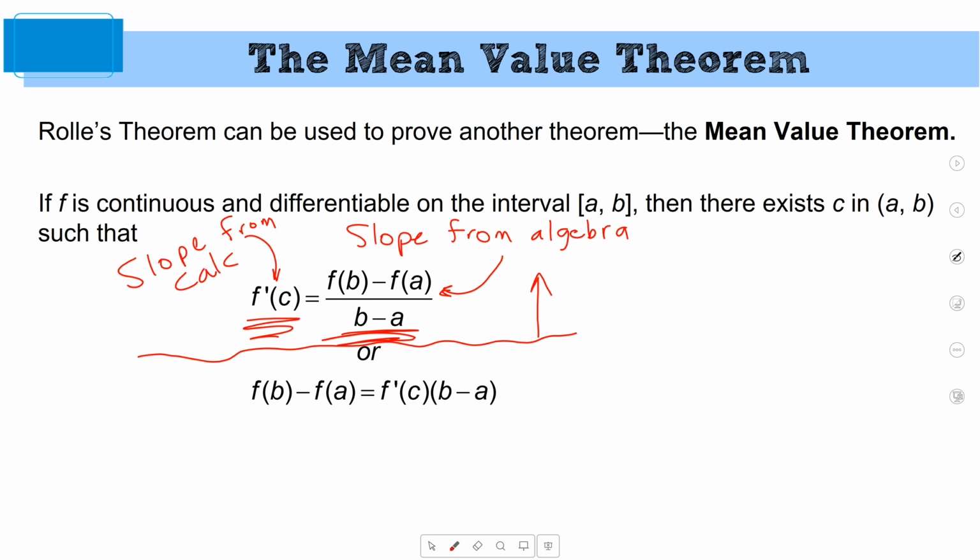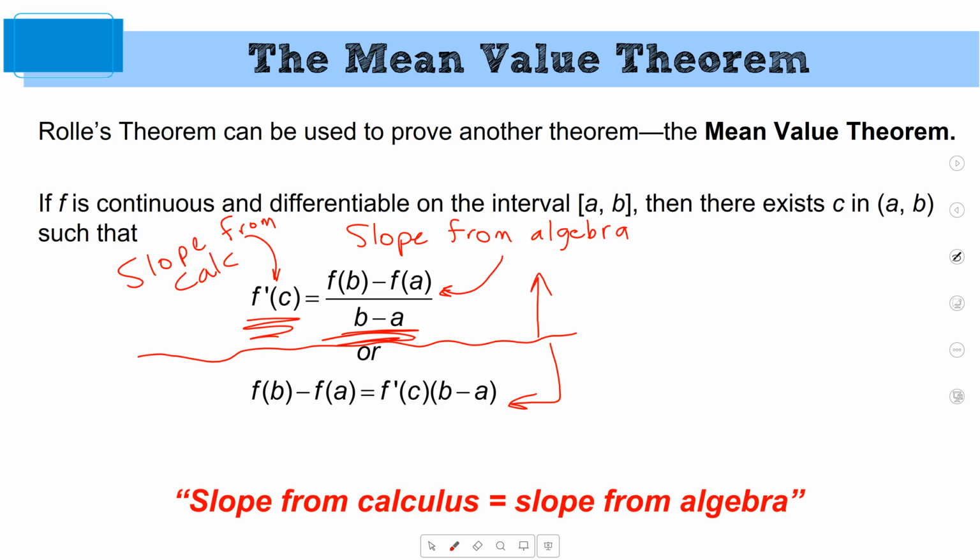Why is this bottom part here? For some reason, people like to put it in that form, which is the only difference: you just multiply both sides by b minus a. Whatever, I like the top part better. Slope from calculus equals the slope from algebra.